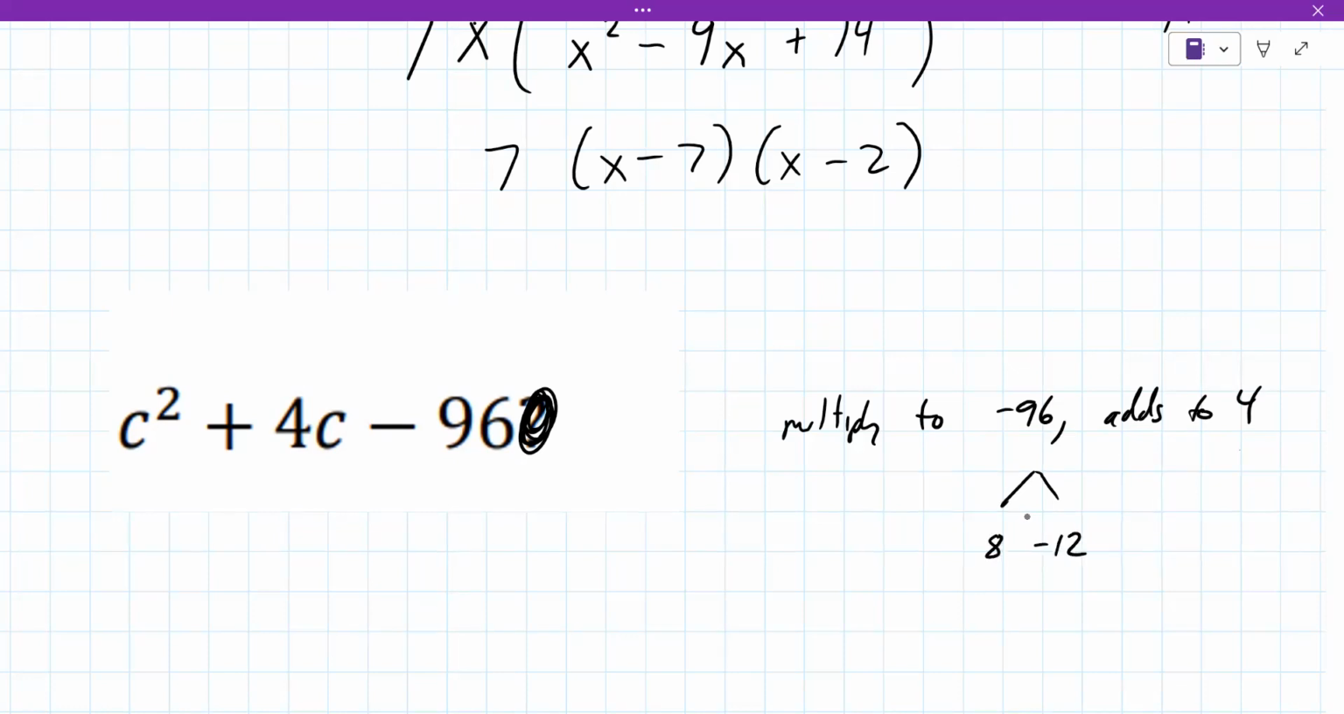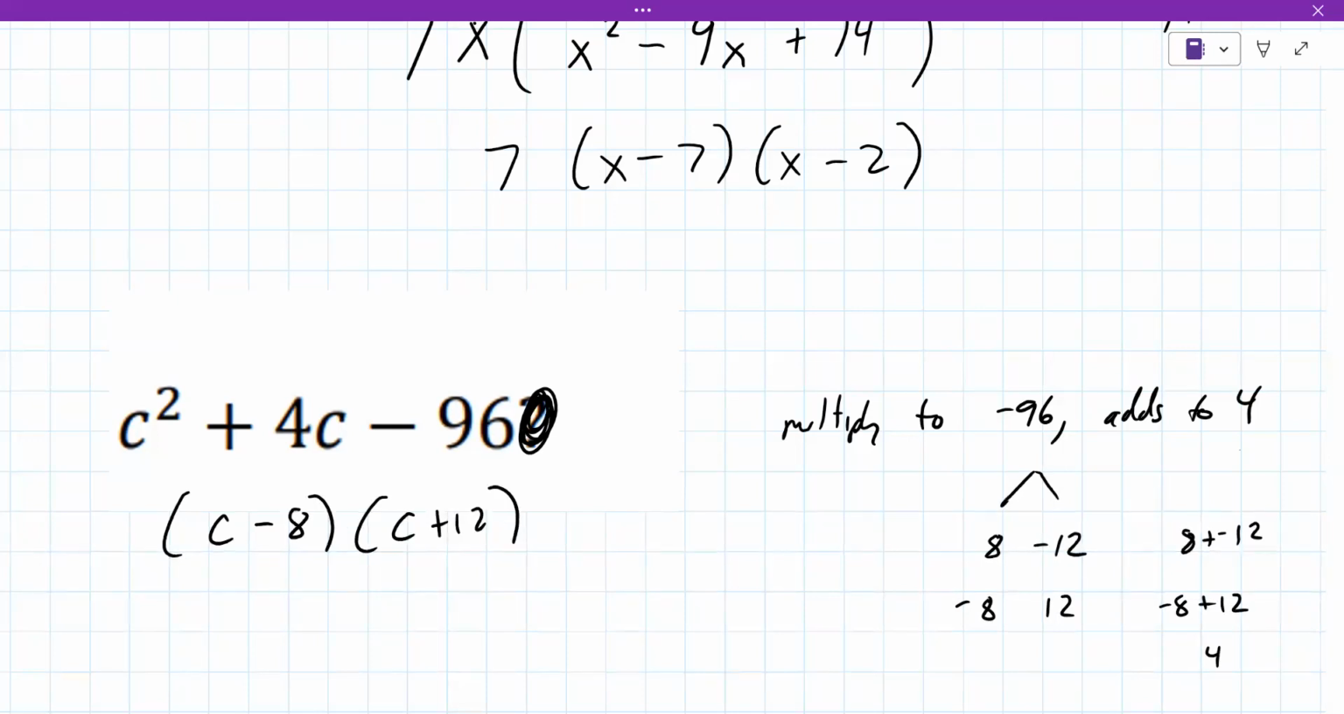If that were the case, this would add to negative 4. Oh dang. The 8 is negative. Yes. And so there's always a check. There's always a way to figure out: this is c minus 8, c plus 12, like that. All right, here's another couple of problems to look at.